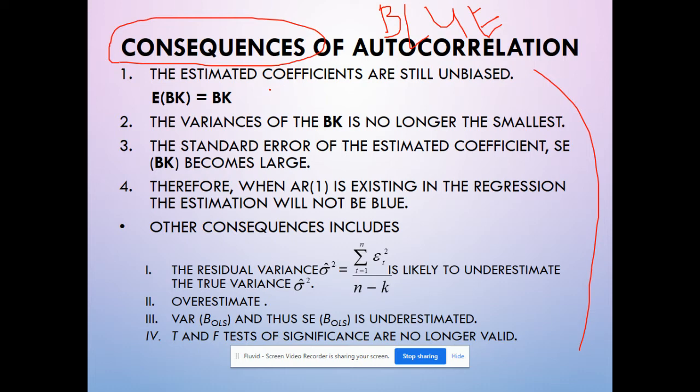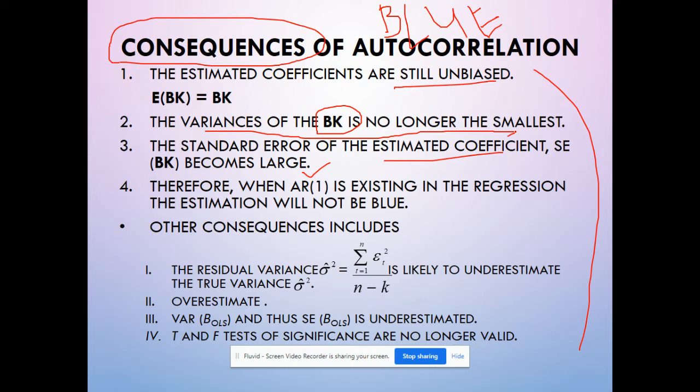conditions. So, number 1 here, the estimated coefficients are still unbiased. So, unbiasedness is still there. But the variance is no longer the smallest. When the variance is no longer the smallest, it means that the estimated coefficient becomes large. No longer the smallest, no longer unique, no longer the most unique and smallest one.